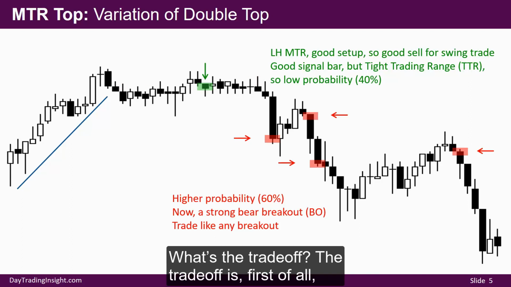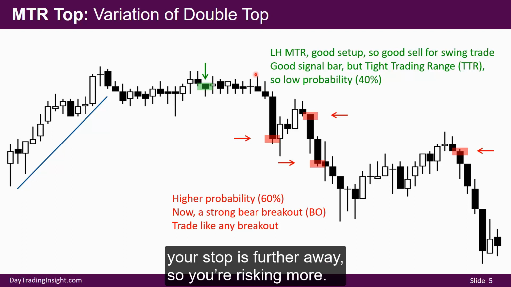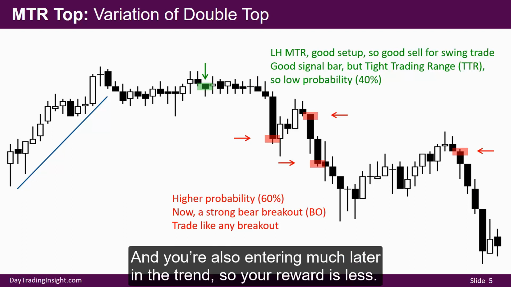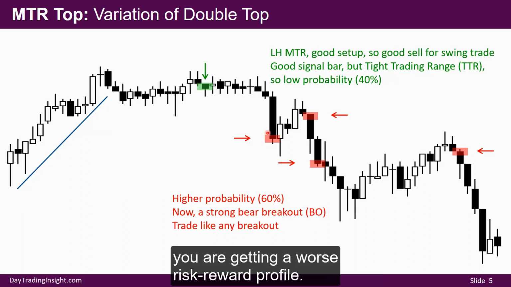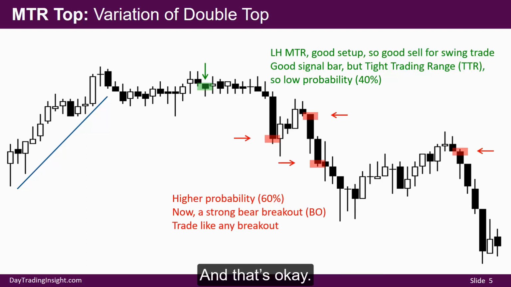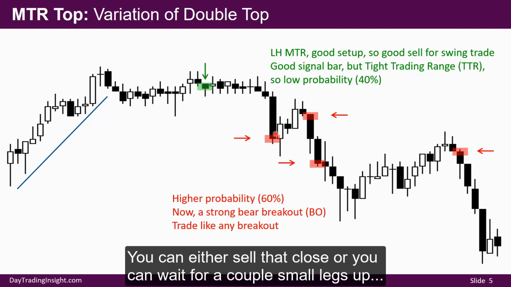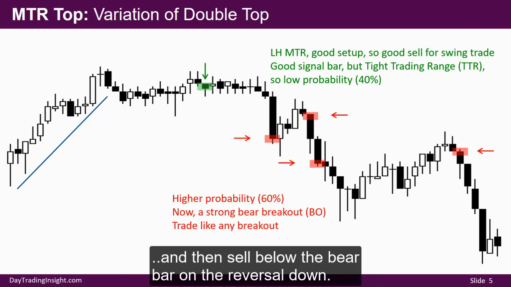What's the trade-off? Well, first of all, your stop is further away, so you're risking more, and you're also entering much later in the trend, so your reward is less. By taking the high probability short here, you are getting a worse risk-reward profile, and that's okay. So you can either sell that close, or you can wait for a couple small legs up and then sell below the bear bar and the reversal down.